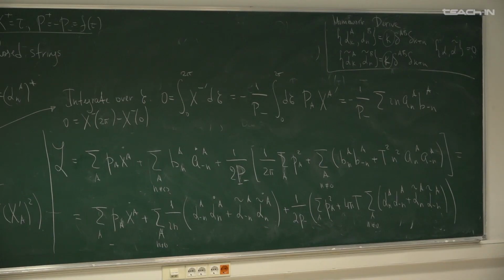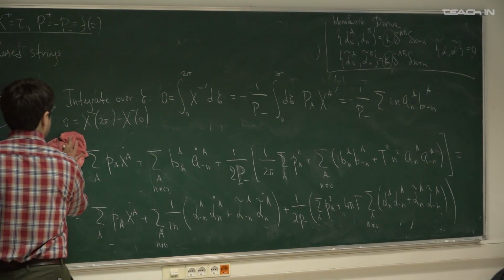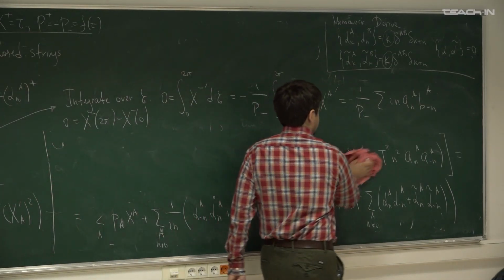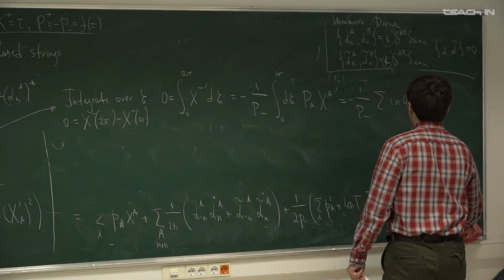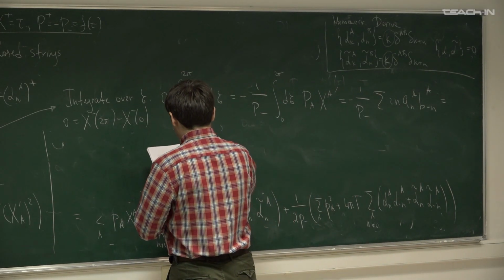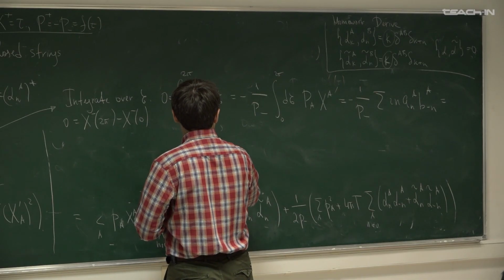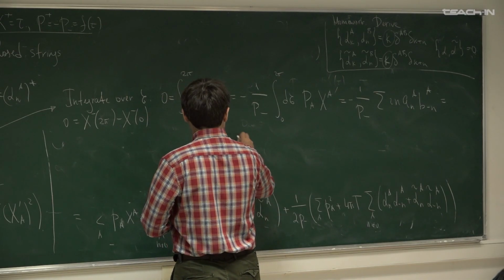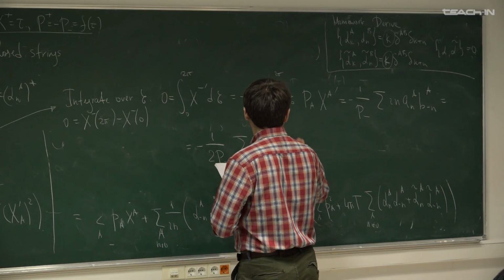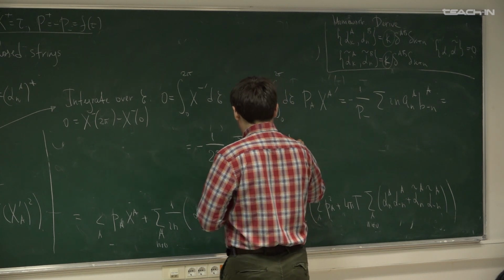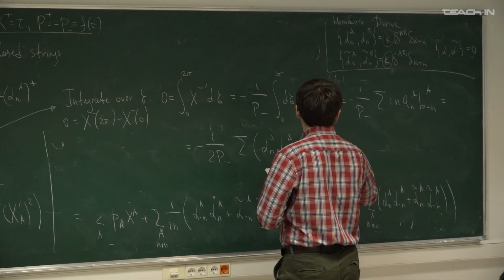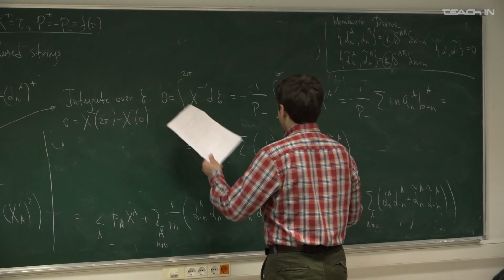And now you substitute the expression for a's and b's in terms of the alpha and alpha tilde, and you get that this is minus 1 over 2 p minus sum of alpha n a alpha minus n a minus alpha tilde n a alpha tilde minus n a. And so this is 0.